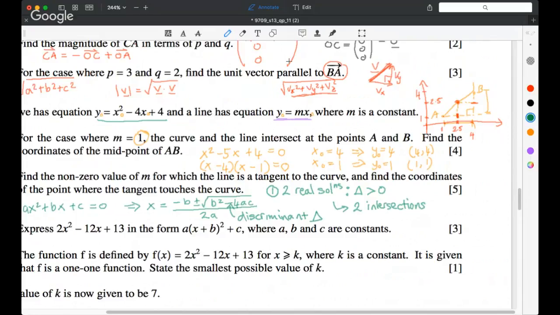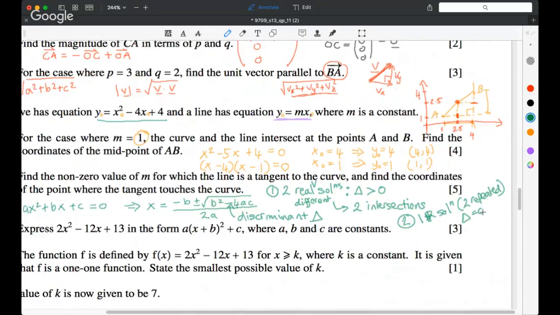Well, actually, I should clarify: 2 real and different solutions gives you 2 intersections. Case 2: 1 solution, 1 real solution, or you can think of it as 2 repeated, same solution.